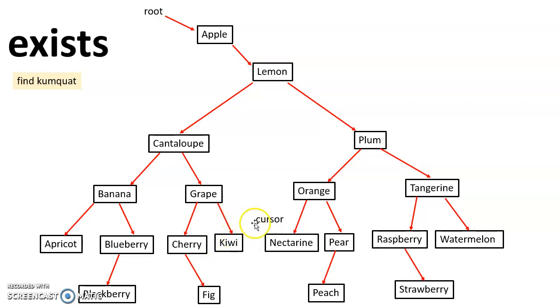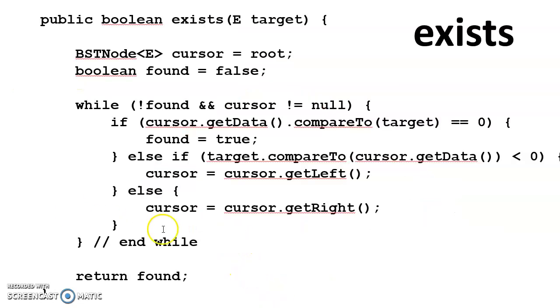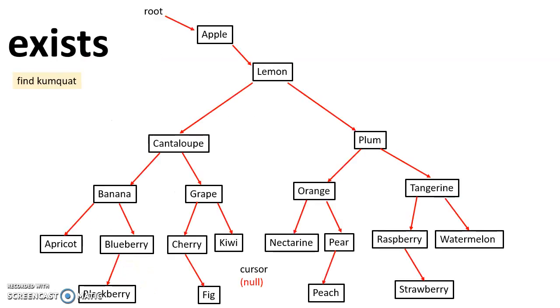And so what happens is this cursor becomes null. And so after advancing cursor to the right, so after we do cursor equal cursor get right, cursor becomes null. We come back up to the top here, cursor is null, and so then we exit the loop, we return found, which is false. So in this example right here, we were trying to find kumquat, and we didn't find it. I'm at 11 minutes.